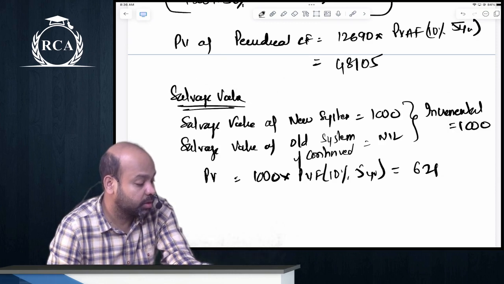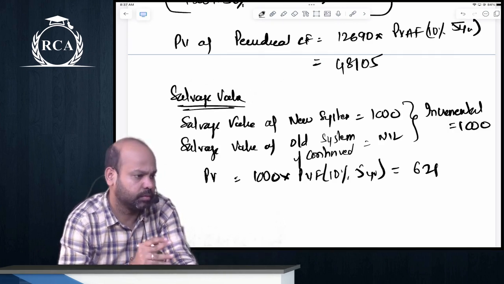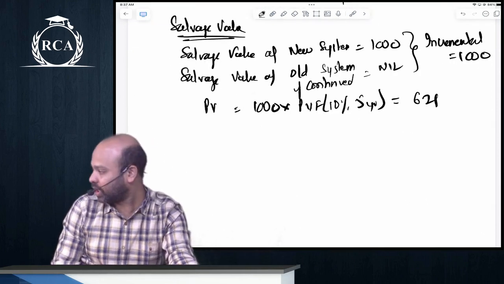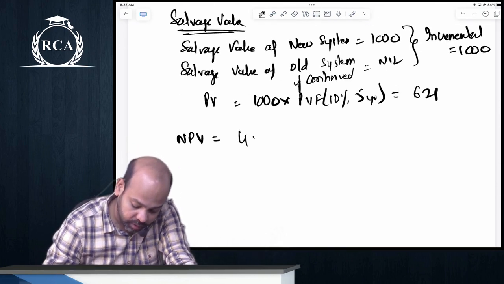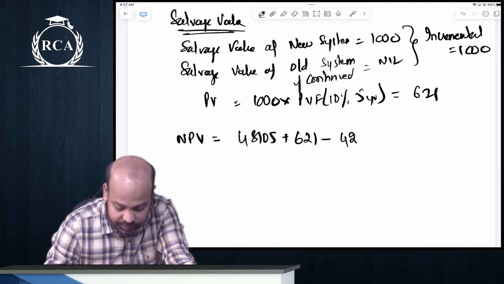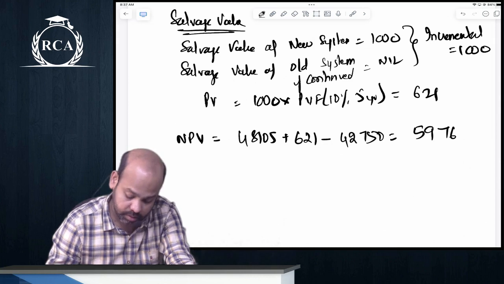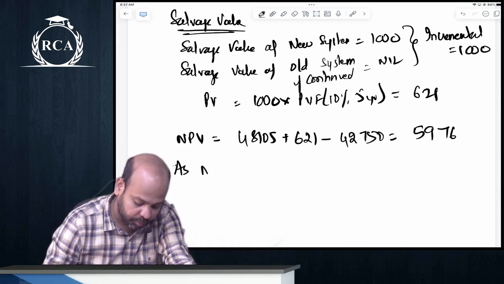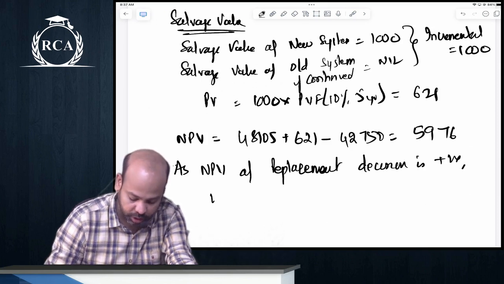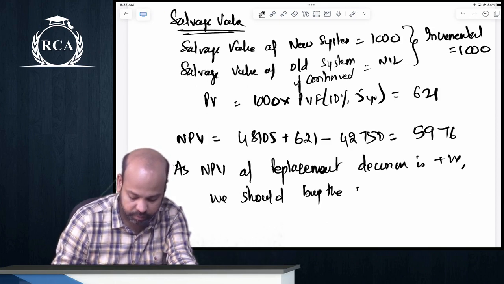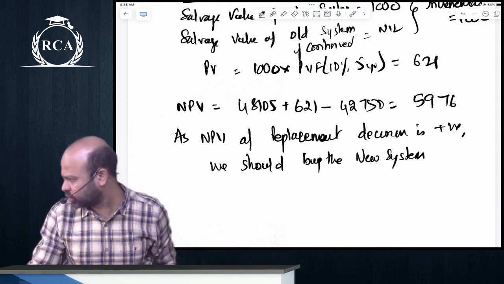36, 37, 38 done. Question number 39. Write all of this, beta, and then write down the NPV, guys. NPV will be present value of all cash inflows minus your initial investment. So 48,105 plus 621 minus 42,750, initial investment. How much did I say? 5,976. Yes, beta. As NPV of the replacement decision is positive, we should buy the new system. As the NPV is positive, guys, we should buy the new system.